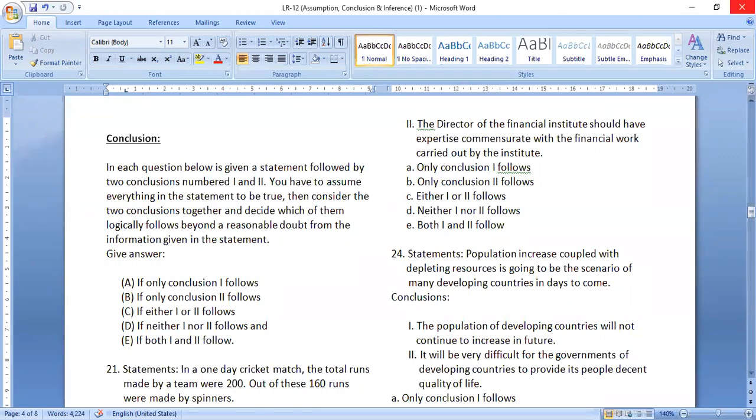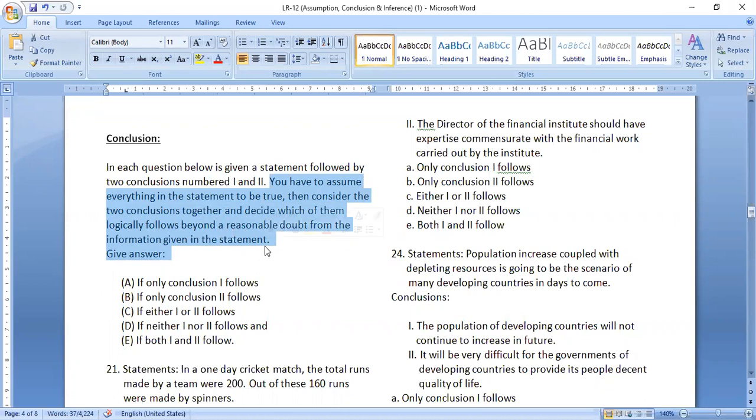So you have to assume everything in the statement to be true. Like I said, the statement is concrete. Then consider the two conclusions together and decide which of them logically follows beyond a reasonable doubt from the information given below.